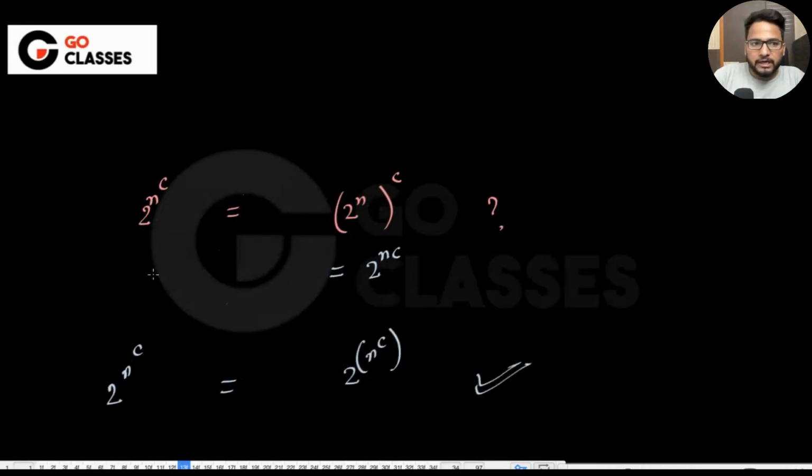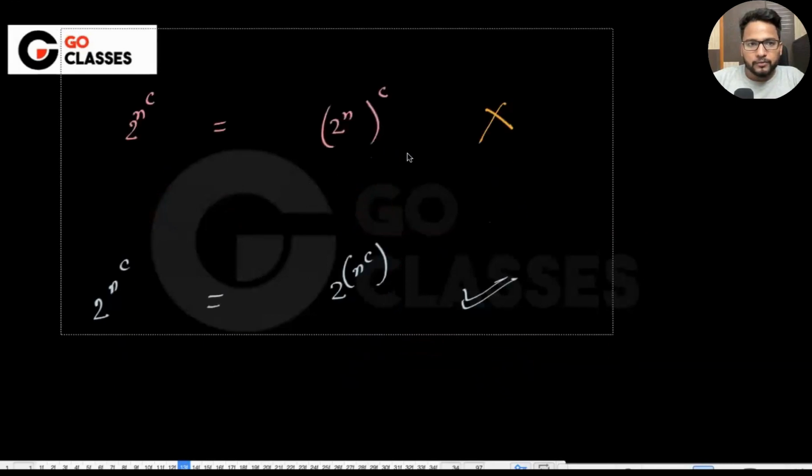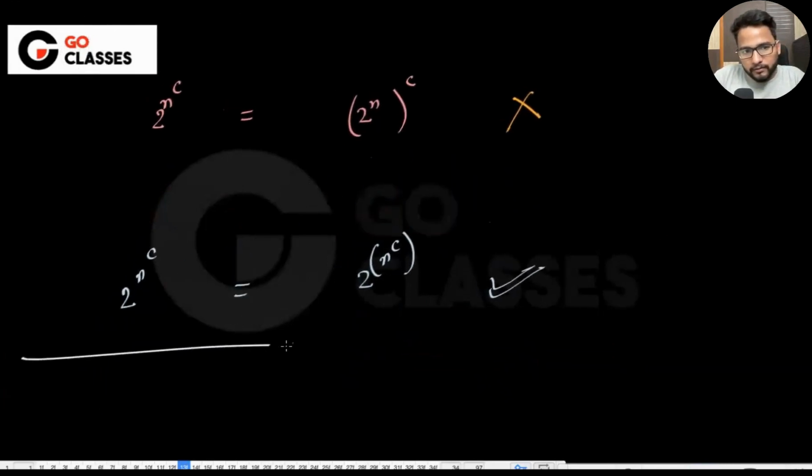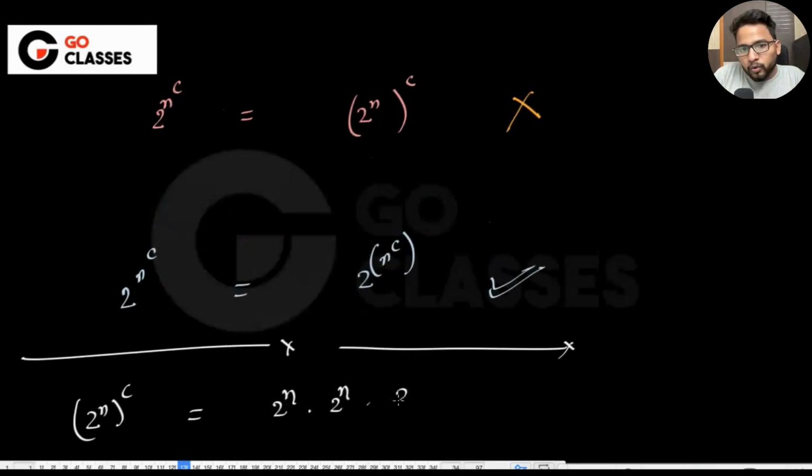This is correct, and if I say this, it is wrong. Okay, so this is wrong and this is correct. And what does 2 power n and then whole power C mean? It means 2 power n into 2 power n into 2 power n. See, power C means C times, right? So into 2 power n, C times, which means you just add all of these n, which means 2 power Cn or 2 power nC.